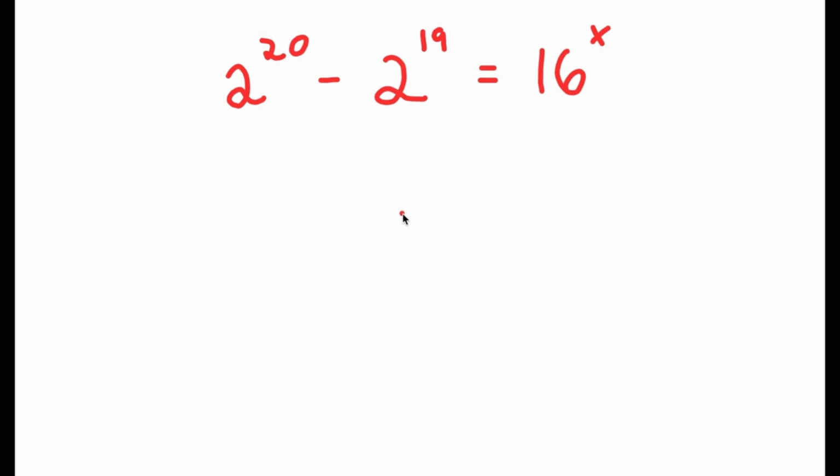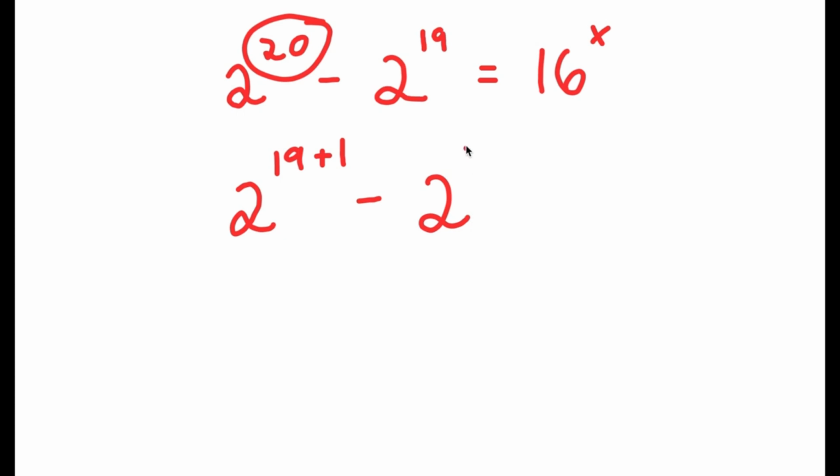Alright, so in this problem, I have 2 to the power of 20 minus 2 to the power of 19 is equal to 16 to the power of x. So I'm going to first start by rewriting 20 as 19 plus 1. So now I have 2 to the power of 19 plus 1 minus 2 to the power of 19 is equal to 16 to the power of x.